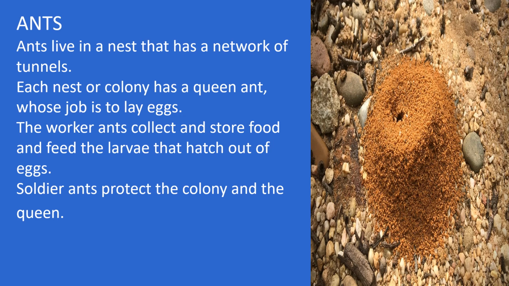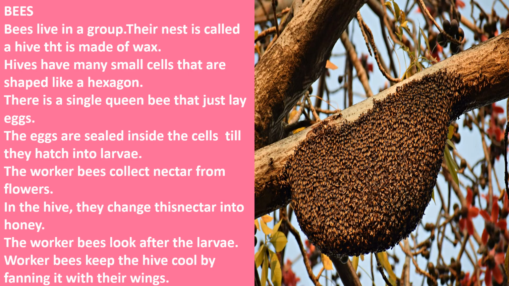In the picture also you can see an ant hill, and the division of labor is such that the queen ant will be laying eggs, the worker ants will be collecting and storing the food and feeding the larvae, and the soldier ants will protect the colony and the queen.